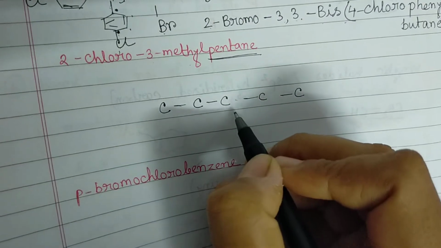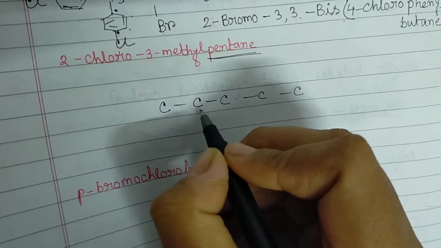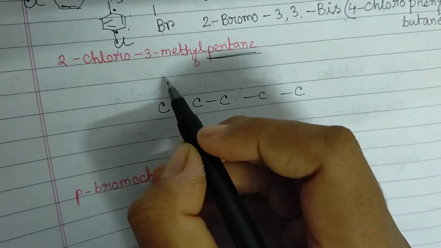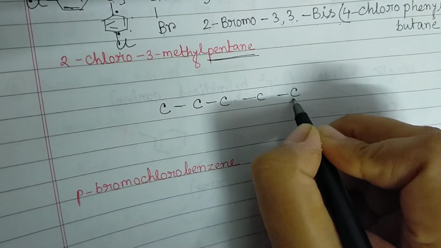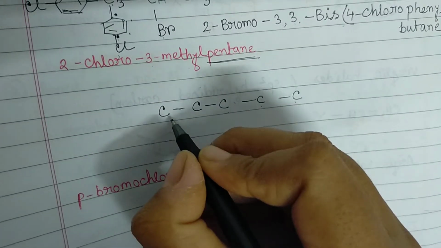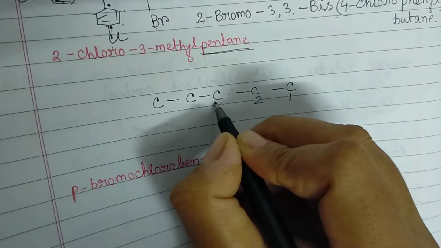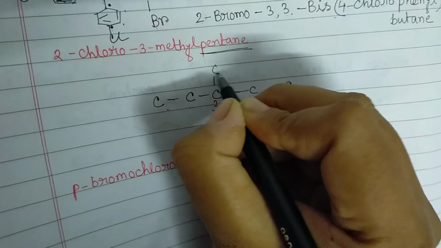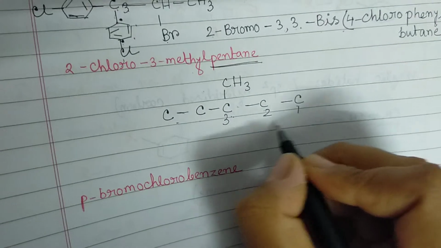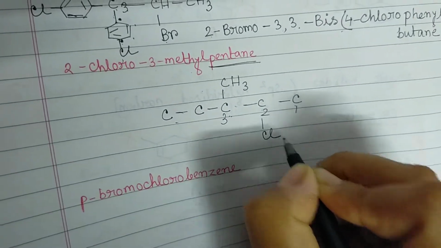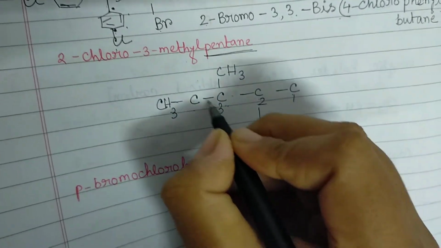While writing the structure from the name, it is very useful and very helpful that we can do the numbering from any side and from our wish. That means you can give 1, 2, 3 or you can give 1, 2, 3 from the other side. So I am giving from this side 1, 2 and 3, and for 3 there will be 1 methyl. So this is done. Next is 2-chloro. So if it is 2, then there will be 1 chlorine. And now we have to complete the valency of carbons by putting hydrogens.